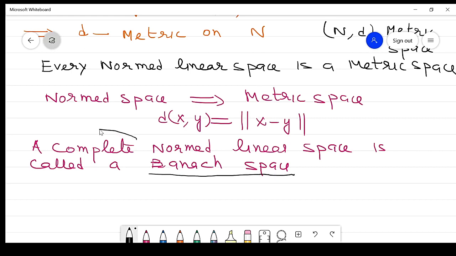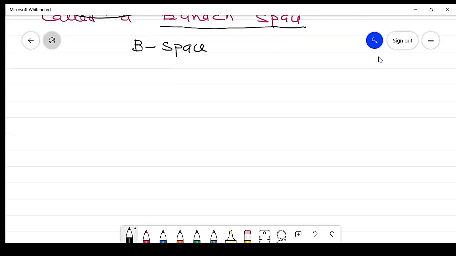What do you mean by complete? A complete space is one in which every Cauchy sequence is convergent. So what is a complete metric space? One in which every Cauchy sequence is convergent. Now this space is also called a B space. B space means Banach space.